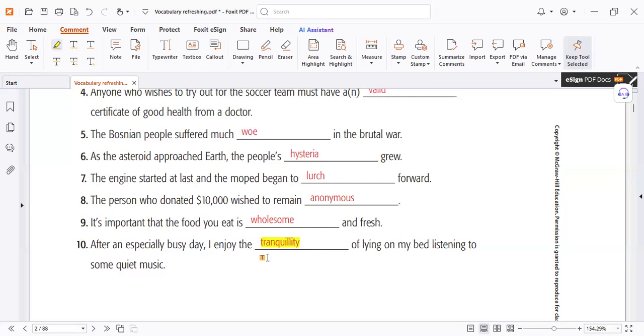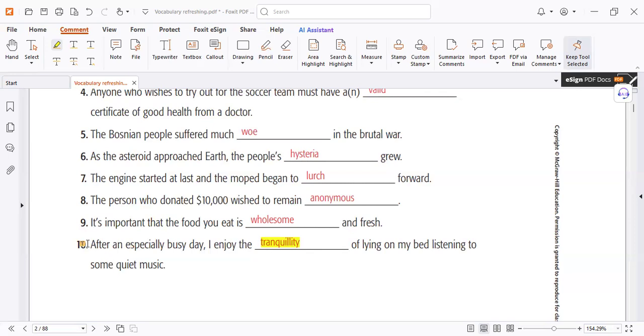Because it's after a busy day, he enjoyed the relaxation of lying in his bed. Tranquility must be a good thing because the day was busy and he enjoyed it. So it has to be relaxation, something like that. So that is what I'm telling you about, and it shaped the meaning.